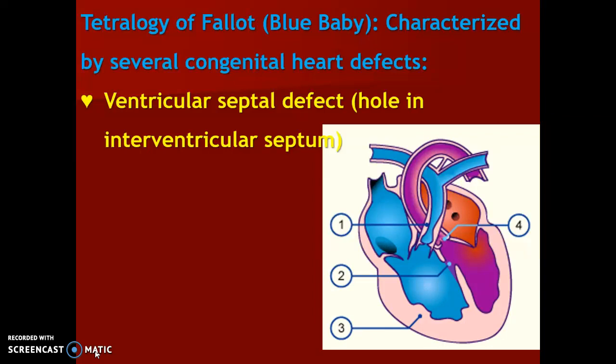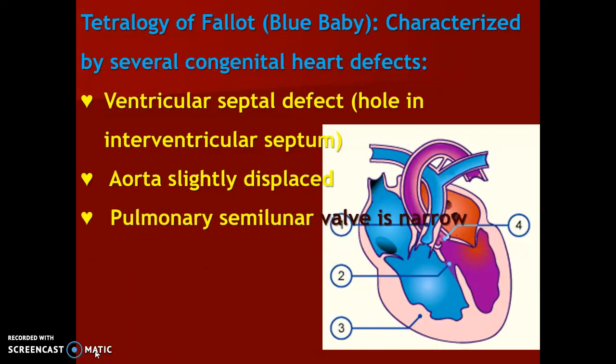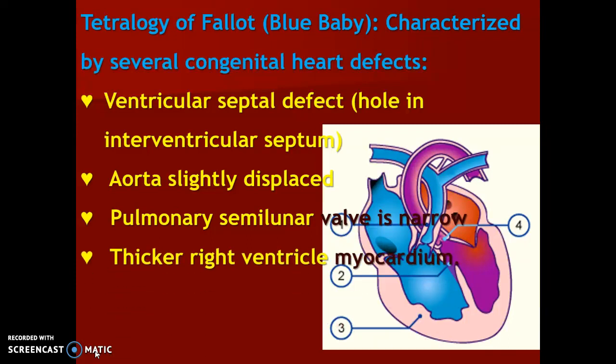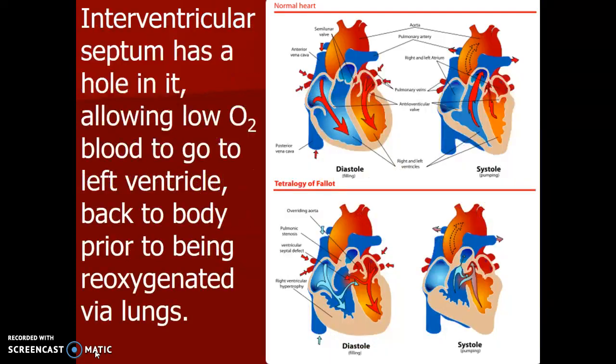And that's the big thing. We're at point number 2, the intraventricular septum. Sometimes the aorta is displaced. Their pulmonary valve is more narrow because it's not having to work as much because blood flows back through both ways. And you get a thicker right ventricle because now the right ventricle is pumping just as hard as the left ventricle to pump the blood to the rest of the body.